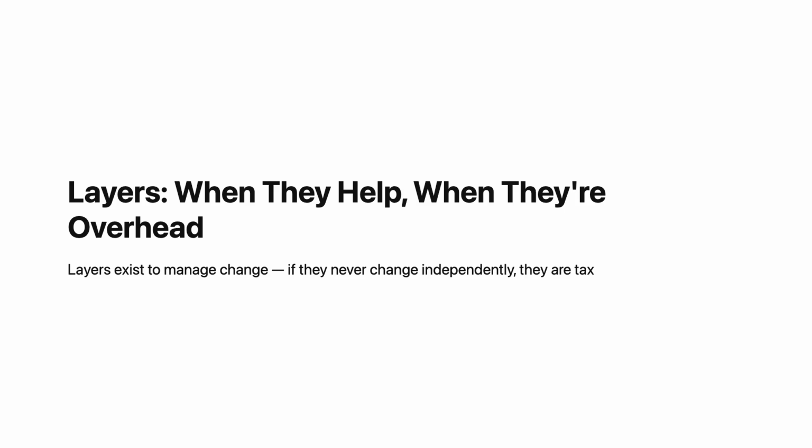Layers are the most fundamental concept in software architecture. Every architecture you have ever seen is basically a set of layers with rules about how they communicate. UI layer talks to domain layer talks to data layer, dependencies point inward. It sounds clean and elegant, but today I want to ask a question that does not get asked enough. When do layers actually help, and when are they just overhead you are paying for nothing?